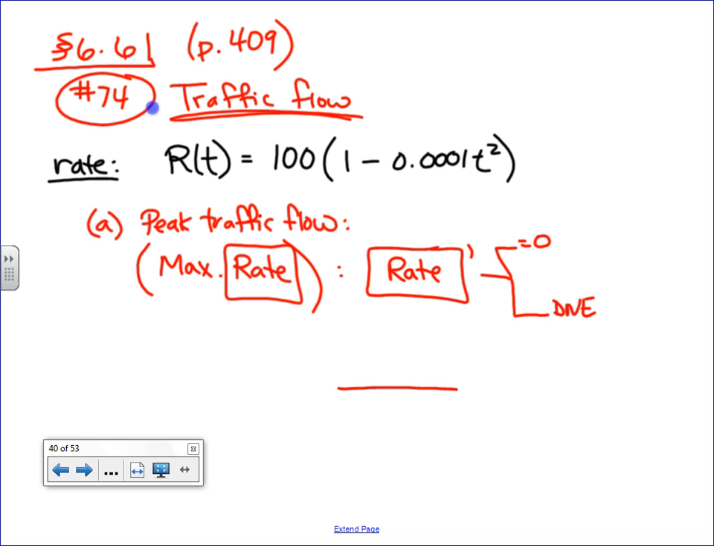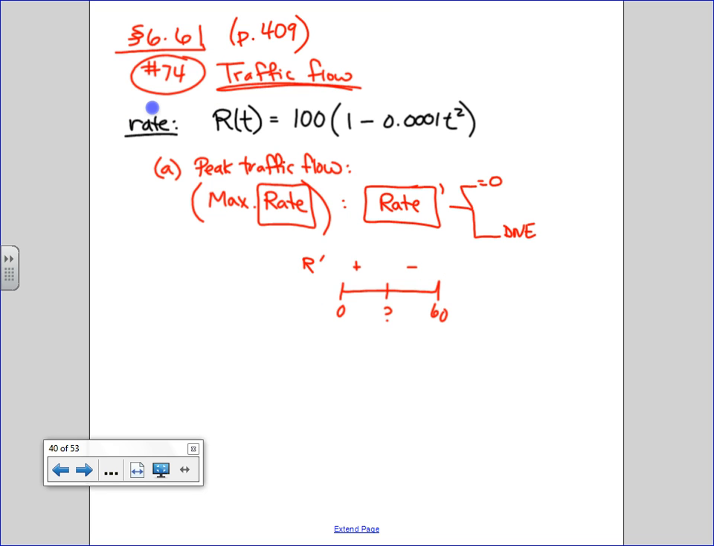If you need to set up a little sign chart, you're going between 0 and 60, and hopefully you have a critical number somewhere. And ideally, hopefully, your signs go from positive to negative to indicate a max. I'm not going any further than that on A. B, what is the question?